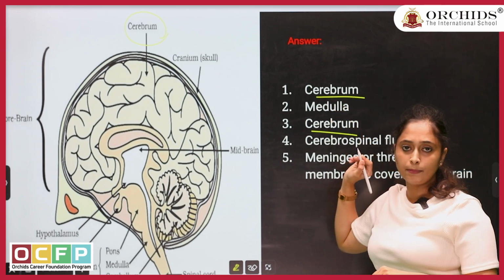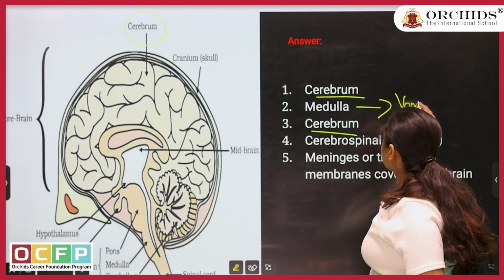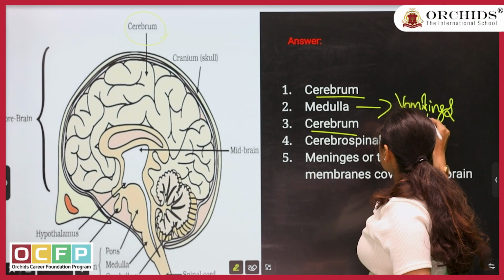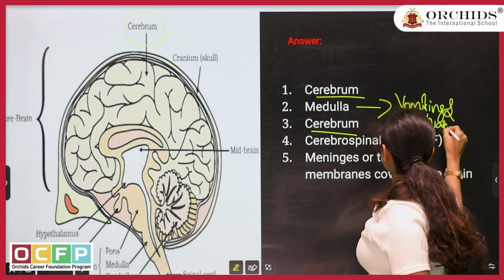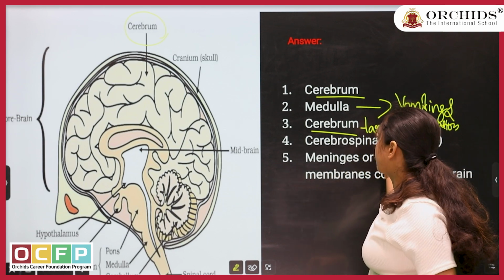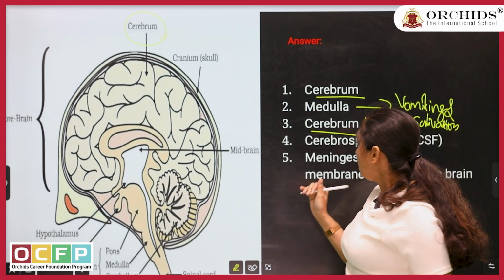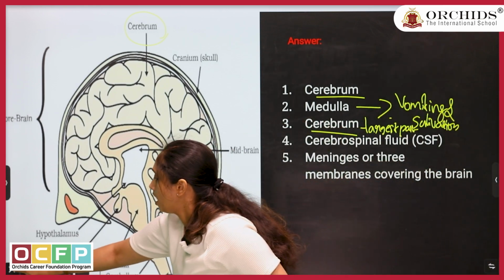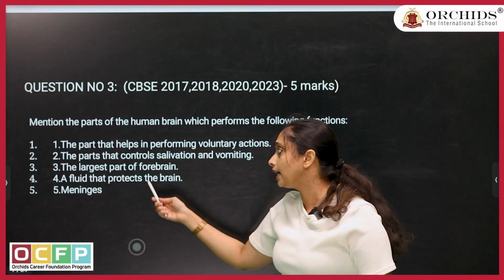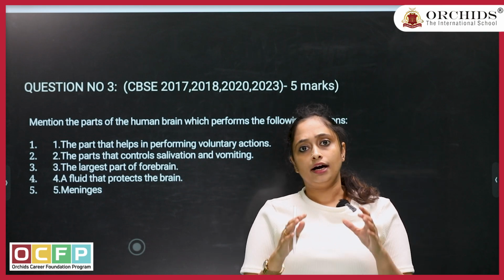So, third question answer: cerebrum. First question also: cerebrum. Second question, who is controlling vomiting and salivation? That is the medulla. Now, the fourth question, the fourth part of the third question, is: a fluid that protects the brain. Which fluid present in the brain is protecting the brain?